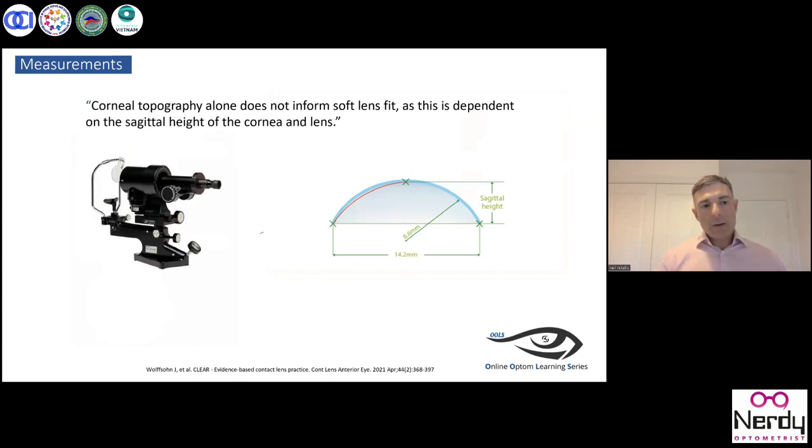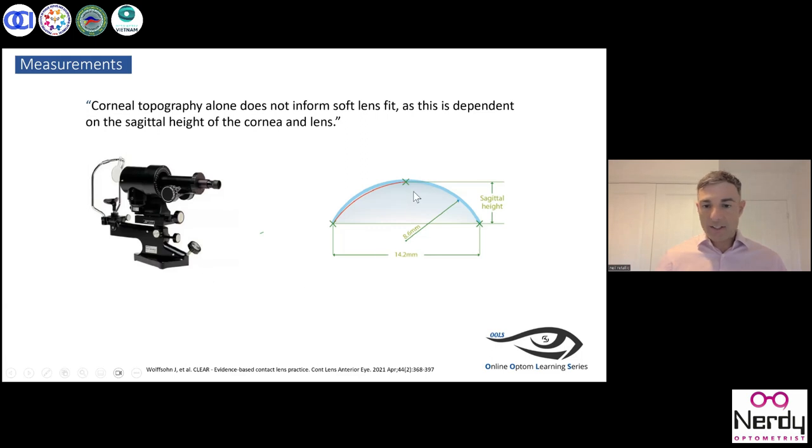Okay, so if we now look at what else we need to do apart from check the eye before we fit a contact lens, well, we need to decide what measurements to take. And what was interesting in one of the papers was that one of the core measurements we do take, corneal topography, alone, does not inform soft lens fitting very well. What we should be more interested in is the sagittal height of the cornea and lens.